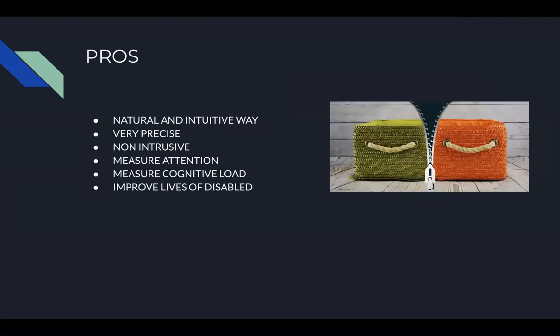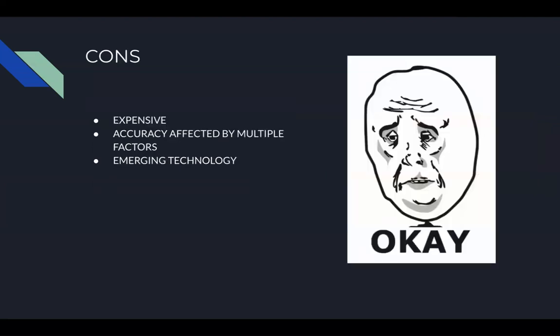Now let's look at the cons of using eye tracking. Eye tracking devices can be expensive. The cost of eye tracking devices can vary depending on the type of device and the features it offers. In general, eye tracking devices that are used for research and clinical purposes are more expensive than devices that are used for commercial purposes. The accuracy of eye tracking devices can be affected by factors such as the user's eyeglasses, the lighting in the room, and the user's attention.